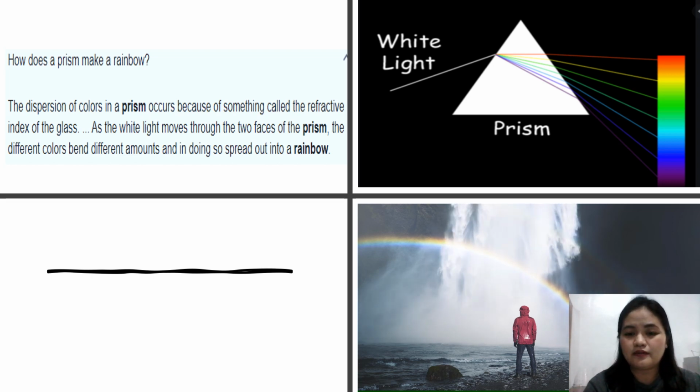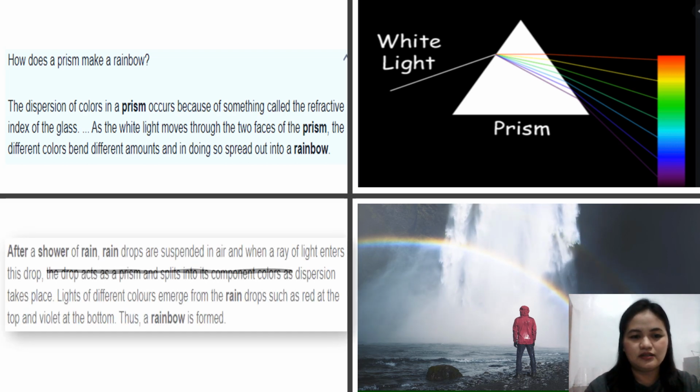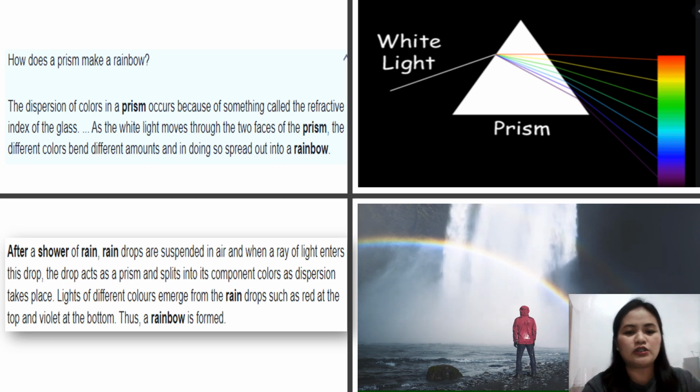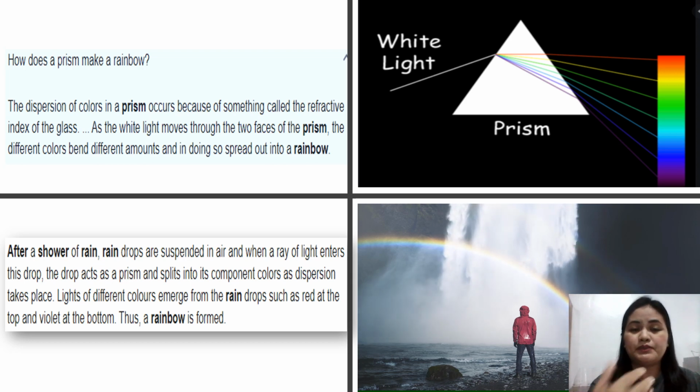So na naman, no? Look at my video here. There is a rainbow in a waterfall. Why? Let us have this. The concept is just like this. After a shower of rain, raindrops are suspended in air, and when a ray of light enters this drop, the drop acts as a prism and splits into its component colors as dispersion takes place. Do you notice that? For us to see the rainbow, dispersion, scattering should take place.